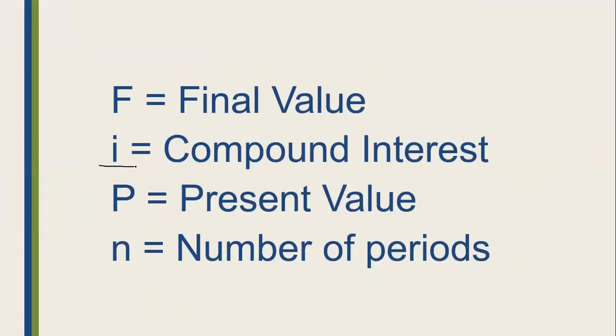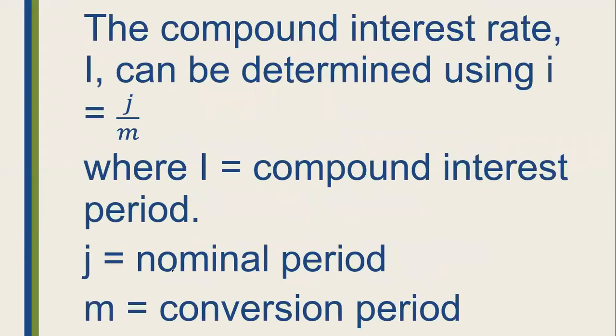Dito kay compound po is may computation pa po. Same with N. So si I and si N, kailangan pa pong i-compute bago tayo mag-substitute sa ating formula. The compound interest rate, I, can be determined using I equals J divided by M, where I is the compound interest, J is the nominal rate, and M is the conversion period. So, sabi ko nga kanina, I po is have to compute first bago natin i-substitute sa ating formula, the compound or present value formula.